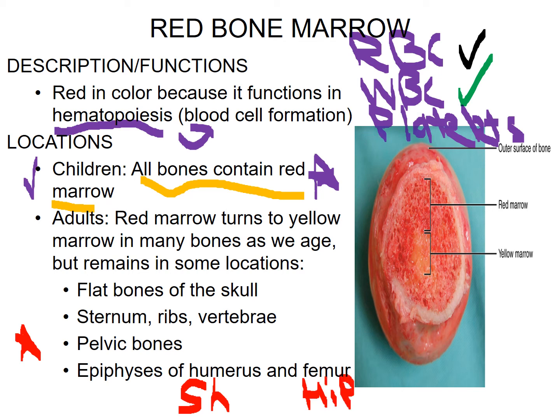So these are the locations, and everywhere else, around your knee, around your ankle, your hands, your feet, your elbows, all that stuff, you're going to have pretty much yellow bone marrow. And we'll talk about yellow bone marrow on the next slide.